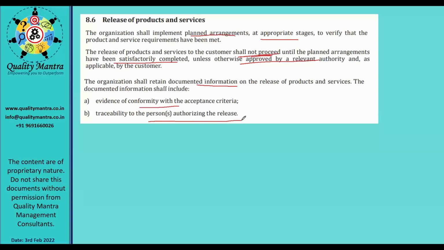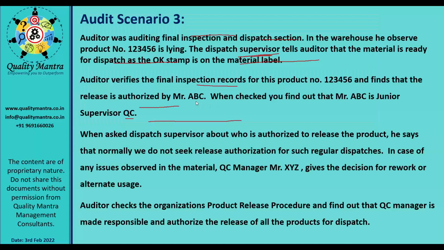Now many of the people, 2 or 3 replies I got, they related it to the traceability to the person. Actually, if you see here, it is clearly traceable who has authorized. Mr. ABC has authorized. Actually, he is not authorized to do so, but he has released the product. He has authorized the product for the release, but actually he is not responsible nor authorized. Who was authorized? QC manager is authorized.